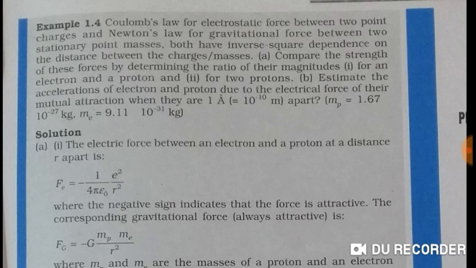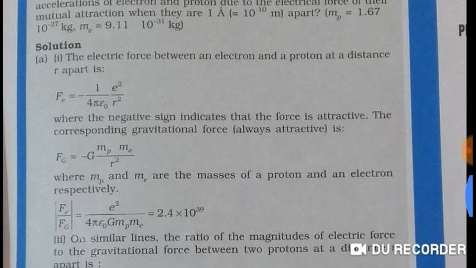Mass of proton = 1.67 × 10^-27 kg, and mass of electron = 9.11 × 10^-31 kg. Solution.